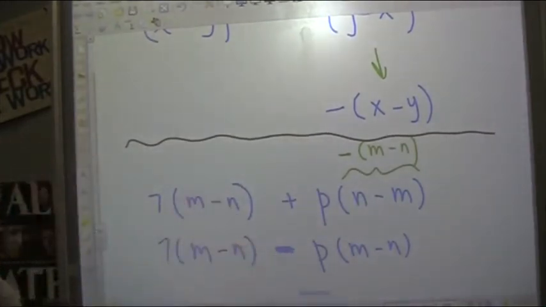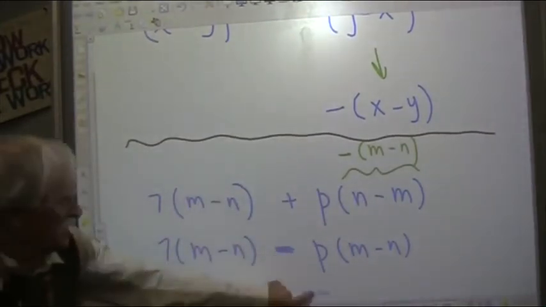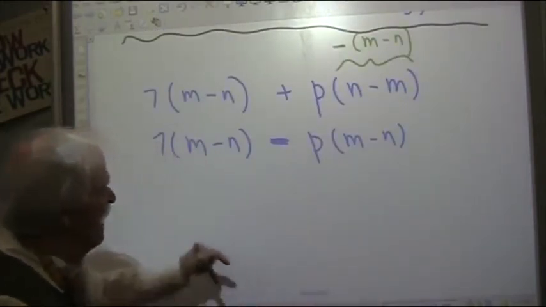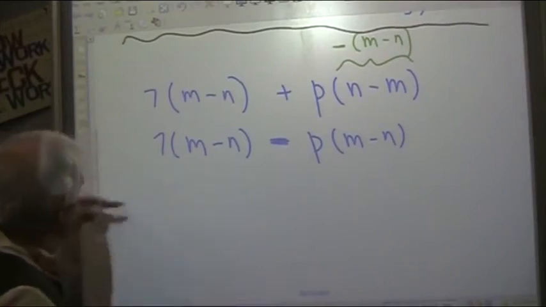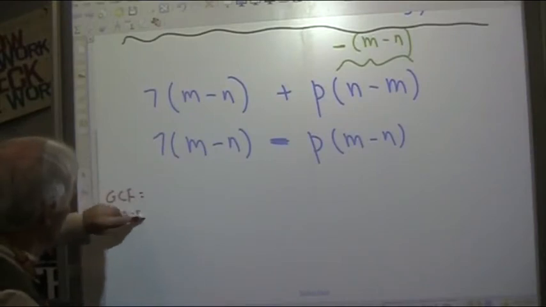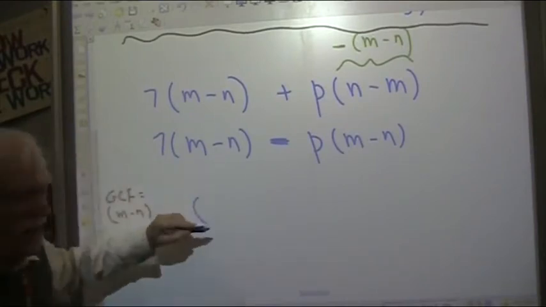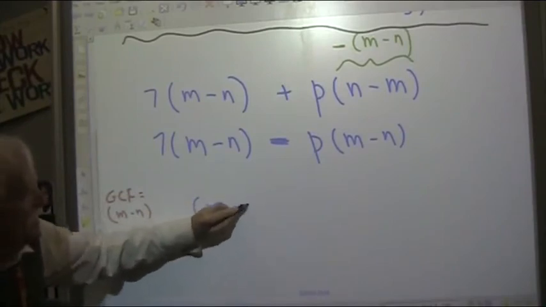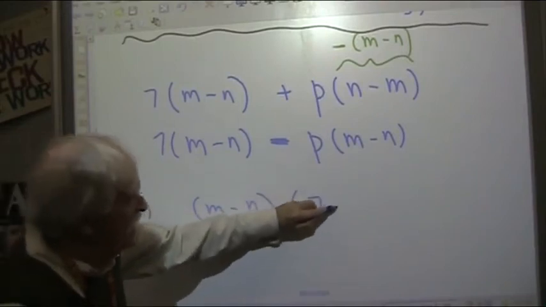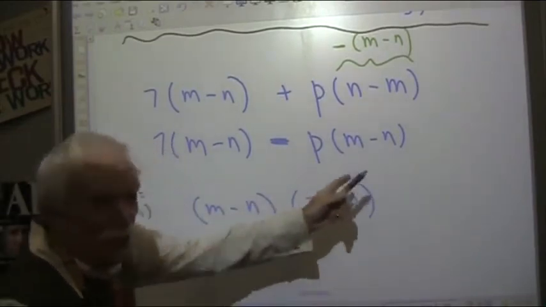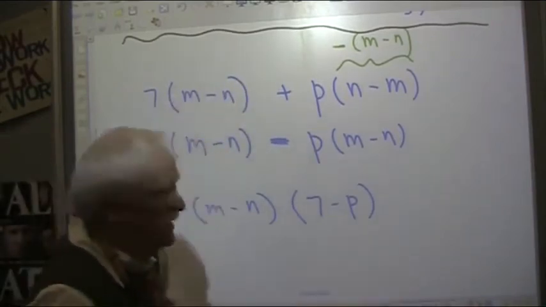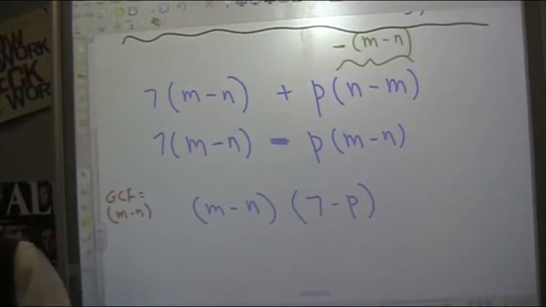And now, what do I do next, ladies? What is the GCF? So my GCF now is m minus n, and what's my residue? 7 minus p. And of course we have to check to make sure we get back to our original expression. So, how was that, ladies?